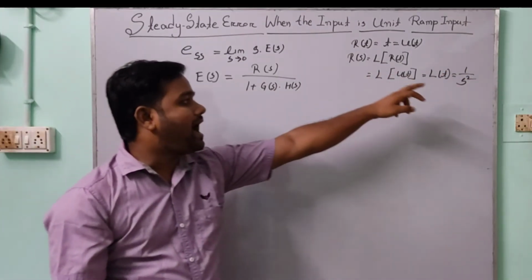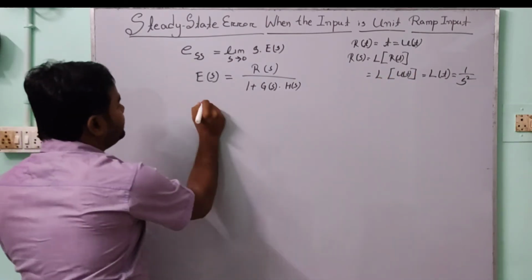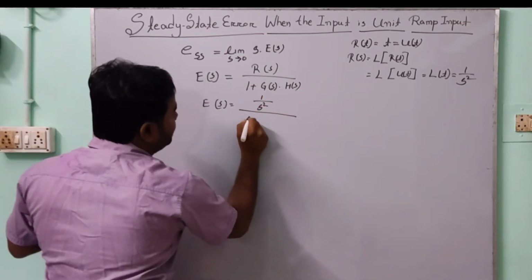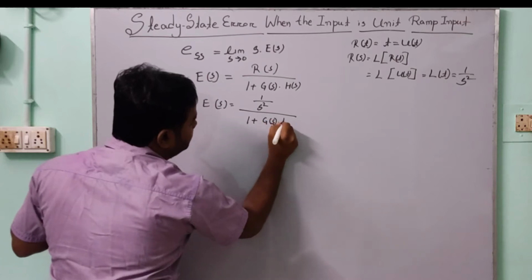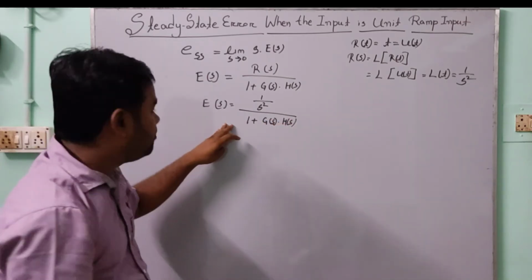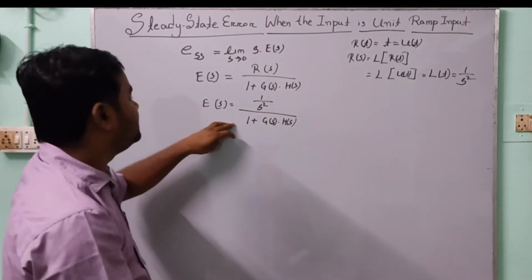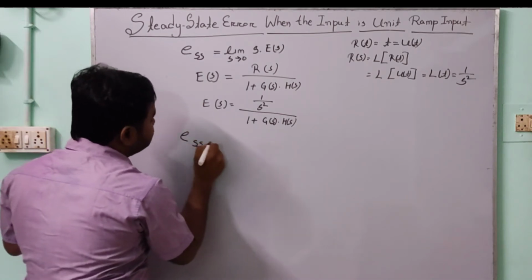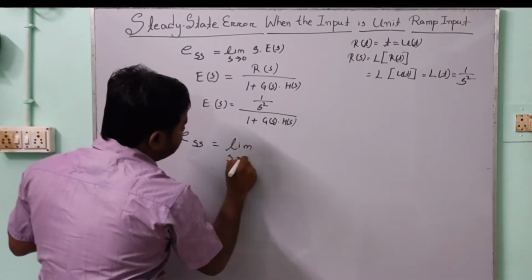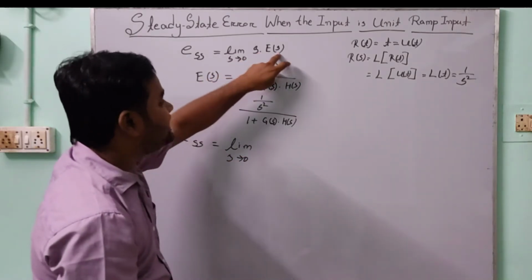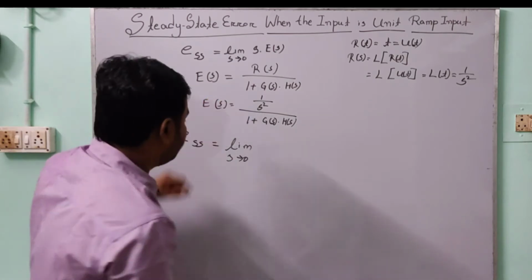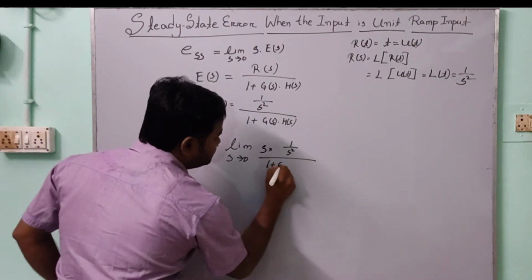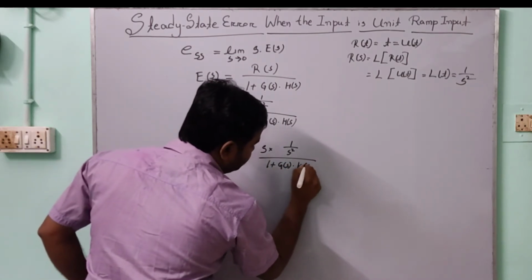I will put the value of R of S in this equation. So E of S will be 1 by S square divided by 1 plus G of S into H of S. Here I found the value of E of S. I have to put this value in the steady state error formula. So ESS is equal to limit S tends to 0 S into E of S, and E of S I have got here. So S into 1 by S square divided by 1 plus G of S into H of S.